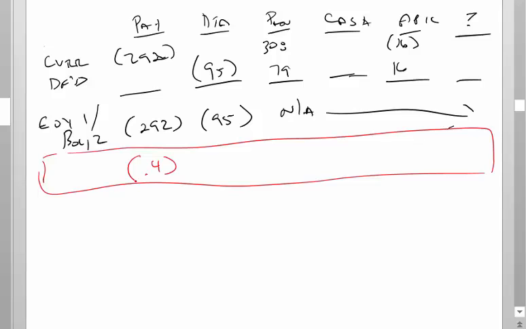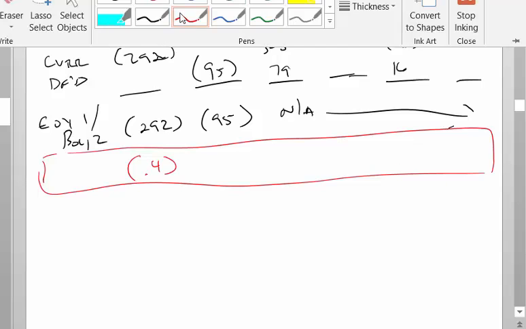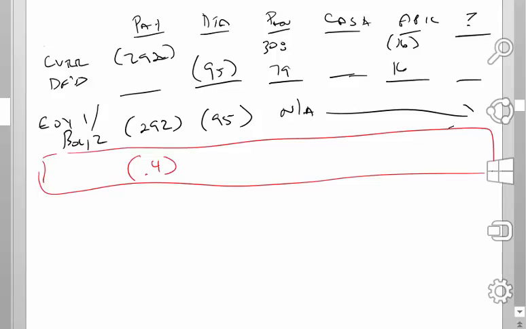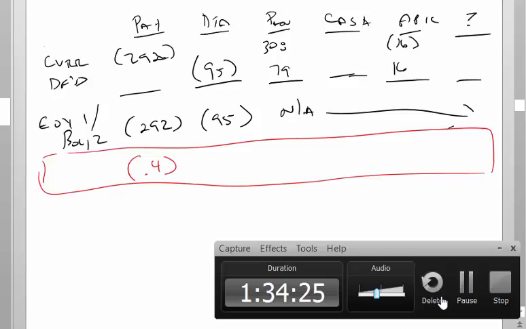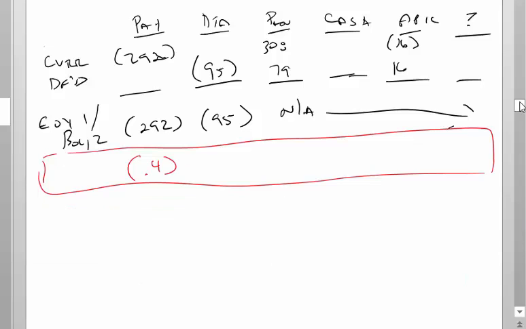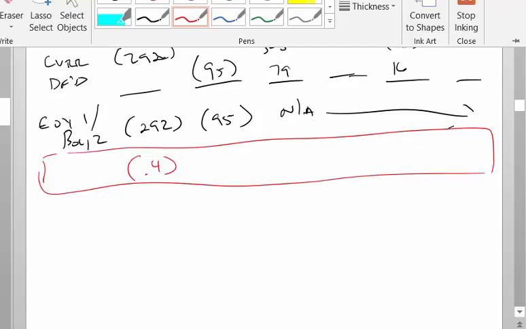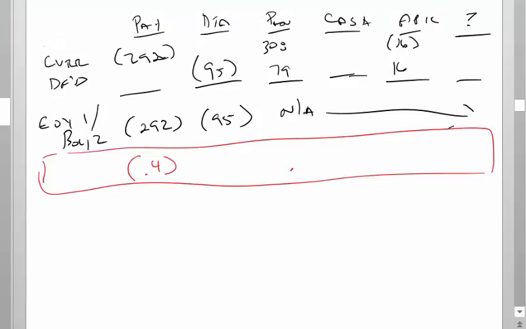What's going on? Okay, so it seems like it's working again. Okay. So we said that the other side of the entry is going to be 0.4 to provision. What's going on with the pen here? Okay. All right, we follow that from a return to provision perspective?